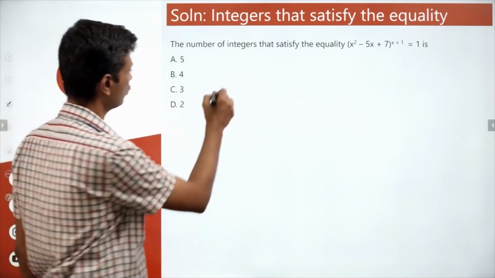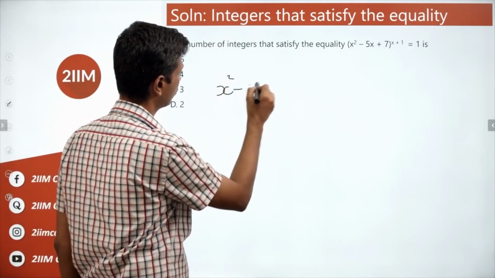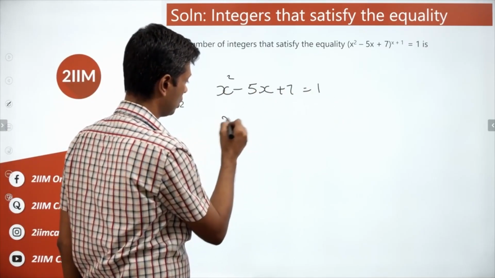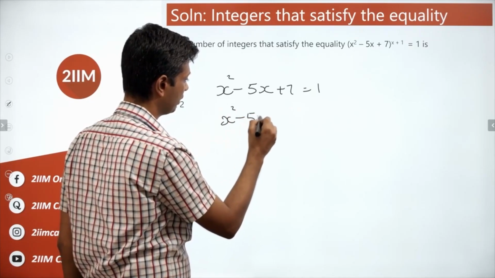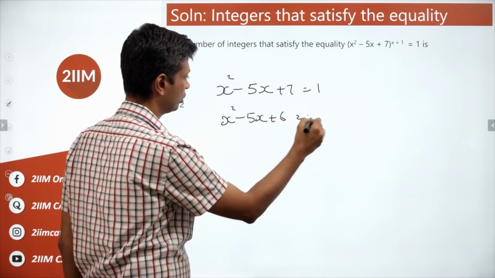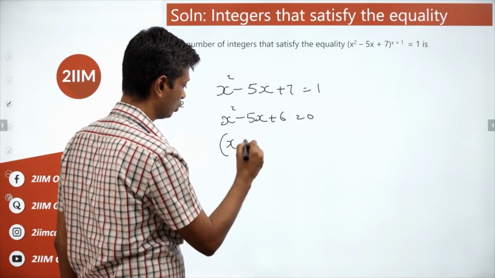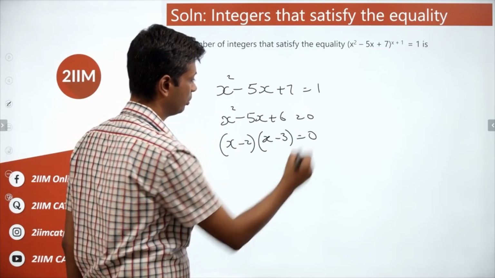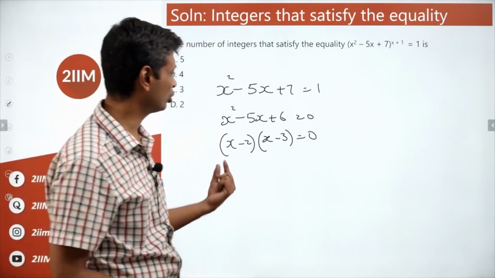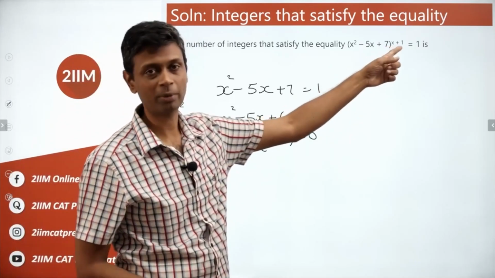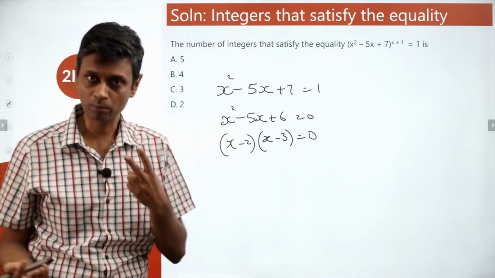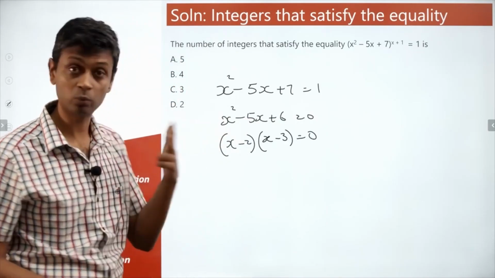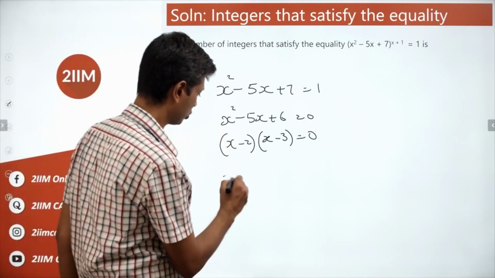Let's go to the next. x square minus 5x plus 7 is equal to 1, or x square minus 5x plus 6 equal to 0, (x minus 2) into (x minus 3) is equal to 0, or x could be 2 or 3. If you put x as 2 or 3, this will become 1 cube or 1 power 4, both of them work. So x equal to 2 works, x equal to 3 works, x equal to minus 1 works. Now let's go to the final set of possibilities.